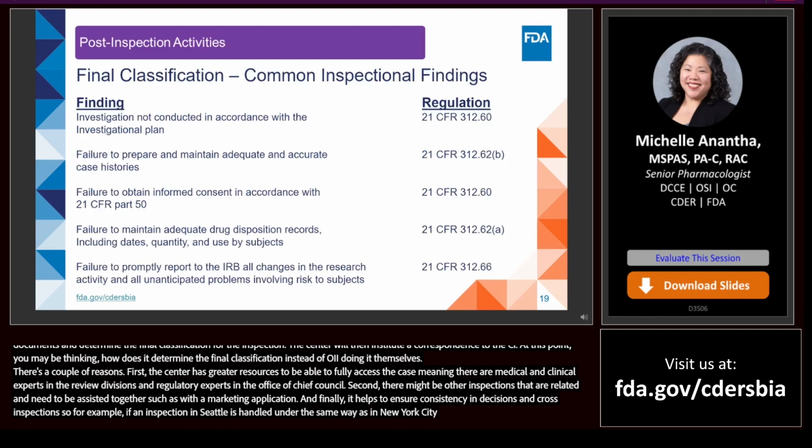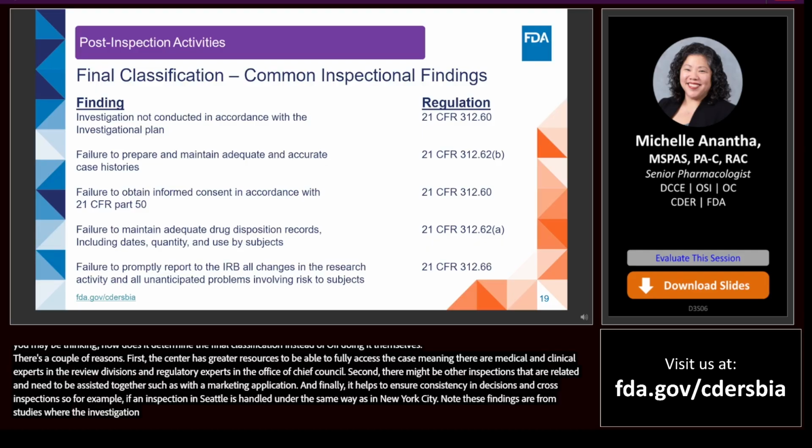We're often asked, what are the most common regulatory violations observed in CI inspections? Note that these findings are from studies where the investigational product is a drug or a combination product where the primary mode of action is that of a drug, and therefore cite regulations pertaining to drugs.